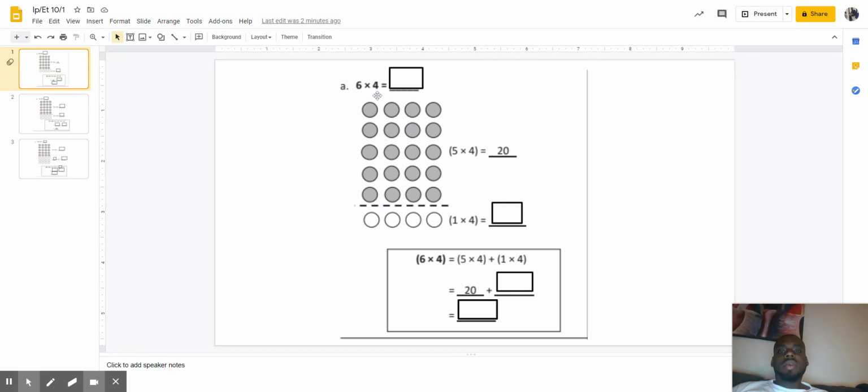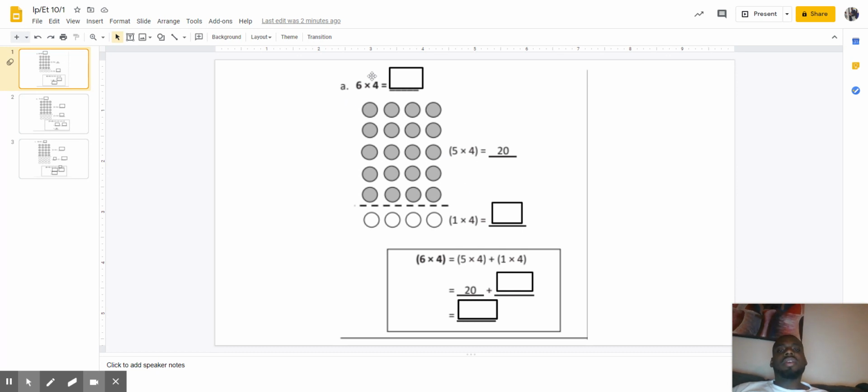So as you look at the screen, we have 6 times 4 equals blank. And we broke up the 6, which is the first factor, into two different numbers. By adding, we broke it up into 5 and 1 because we know 5 plus 1 equals 6. Say it with me, friends. 5 plus 1 equals 6.